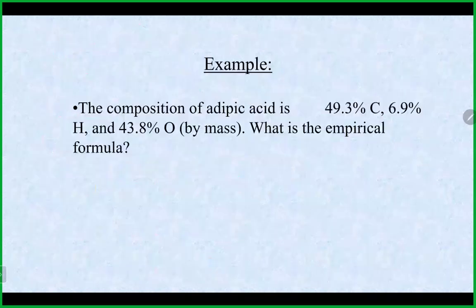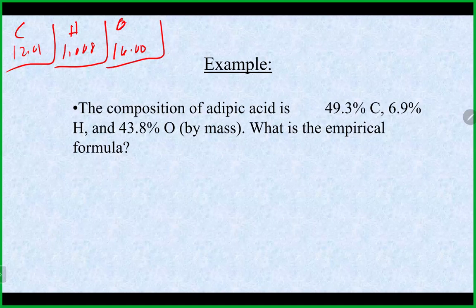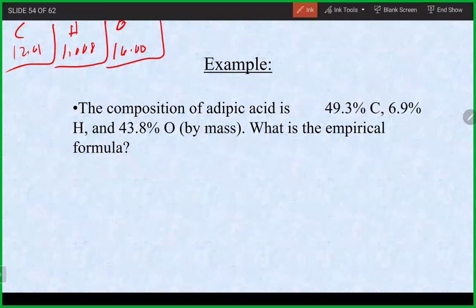All right, so I don't think we did this one, so let's do this one here. What is the empirical formula for this compound? Carbon is 12.01, hydrogen is 1.008, and our friend oxygen there is 16. Okay, let's take a look here.